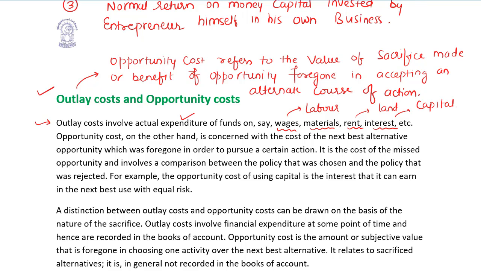Opportunity cost, on the other hand, is concerned with the cost of the next best alternative opportunity which has been foregone in order to pursue a certain action. It is the cost of the missed opportunity, the opportunity lost, and involves a comparison between the policy that was chosen and the policy that was rejected. For instance, the opportunity cost of using capital is the interest that it can earn in the next best use with equal risk.